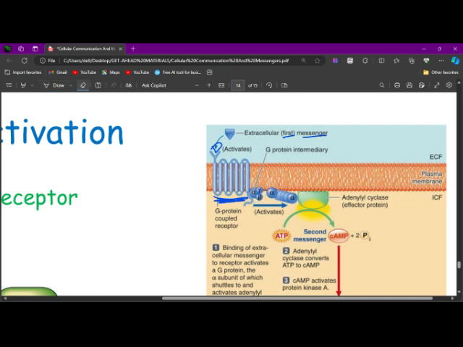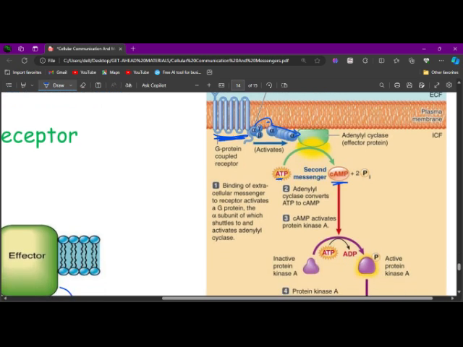Once you activate it, the alpha subunit is going to move, and it will go to activate adenylyl cyclase, which is an effector protein that we talked about. That effector protein is responsible for changing ATP into cyclic AMP. Why do we need cyclic AMP? That cyclic AMP is our second messenger. We need it as a second messenger to do a number of things.